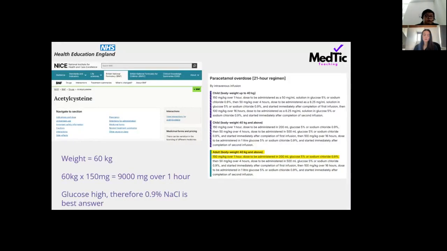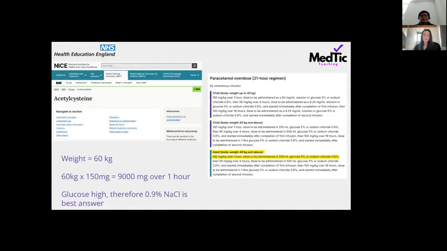Now, the reason why I've highlighted the glucose is because you have a choice of putting the N-acetylcysteine in either dextrose or saline. And since for some reason he's hyperglycemic, we don't really want to give him any more glucose, as that would drive it even more crazy. So your sodium chloride would be a better bet in this bit.